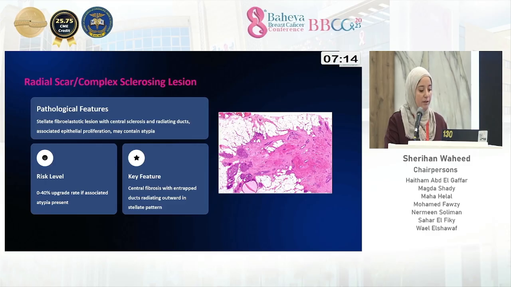The other B3 lesion that we'll be discussing is the radial scar or the complex sclerosing lesion. It has a very characteristic radiological and pathological appearance, and it has a higher upgrade rate if it's associated with atypia.